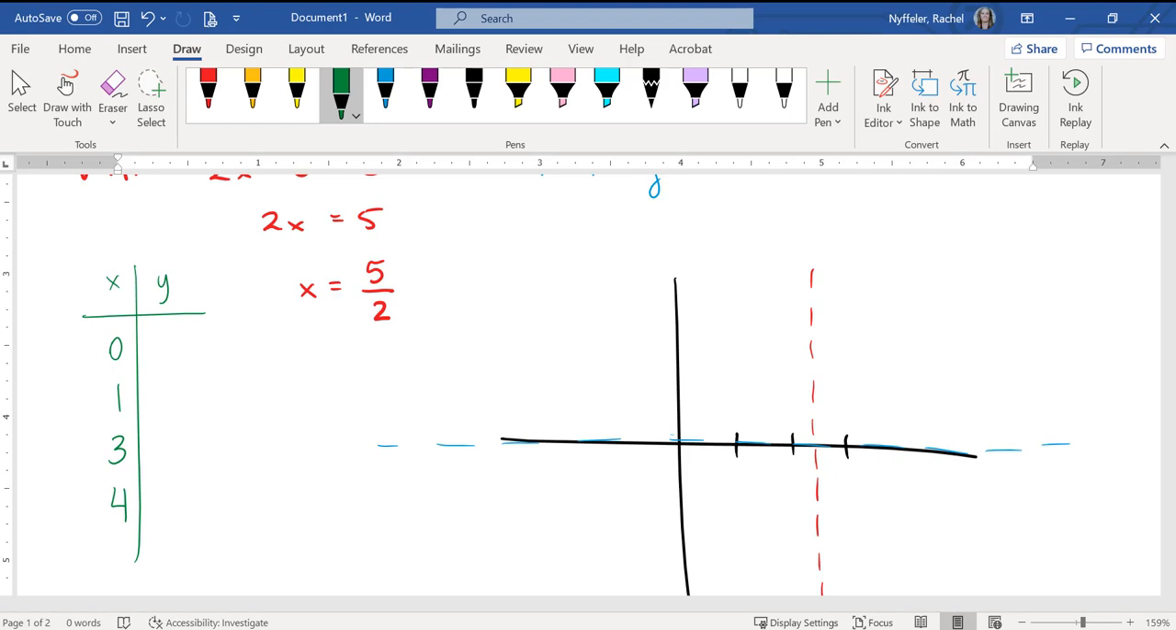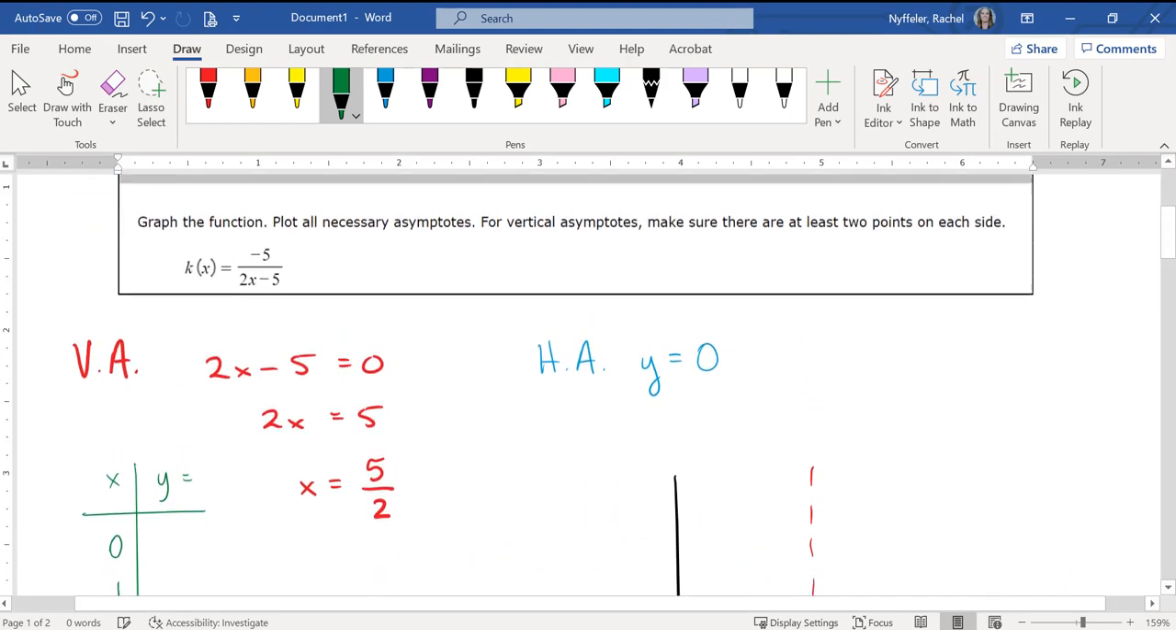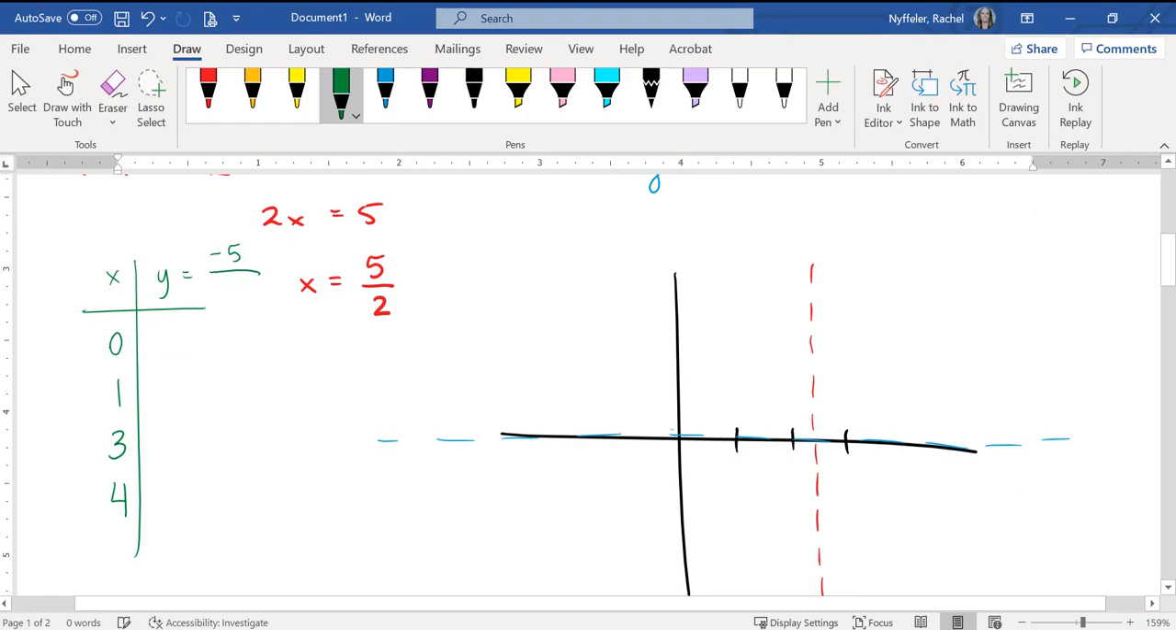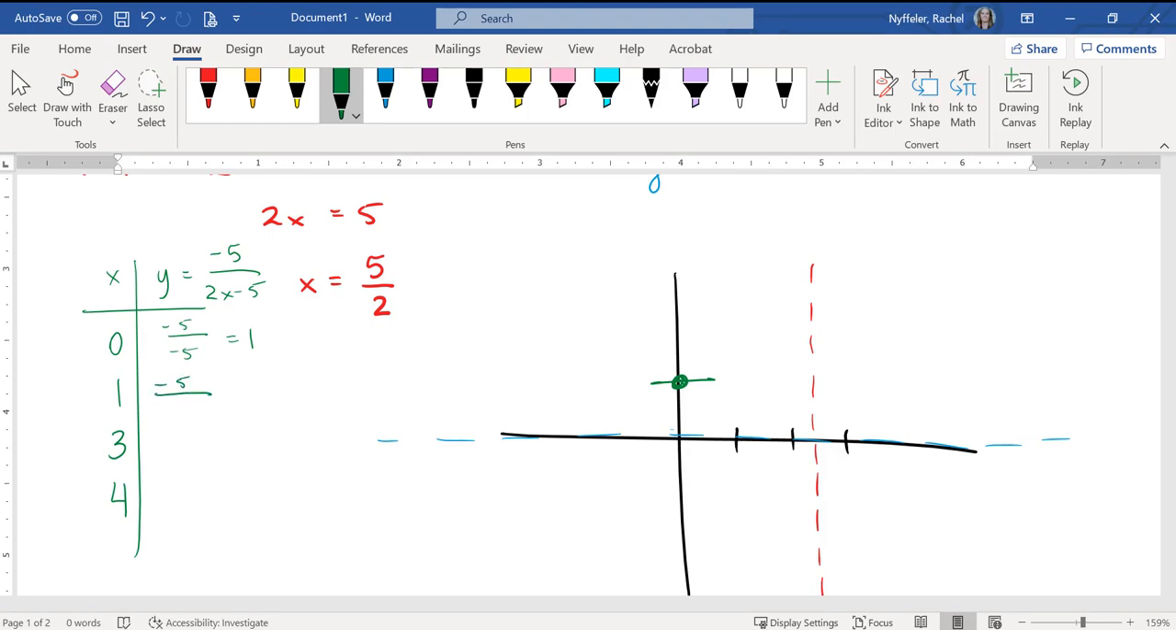Okay? So if x is 0, remember that my y is, what's my function? -5 over 2x minus 5. So I would get -5 over 0 minus 5. I would get 0, 1 as a point. If x is 1, I get -5 over 2 minus 5. So -5 over -3, which is 5/3. So I'd get 1, 5/3. So there's 2 points on that side of the asymptote.